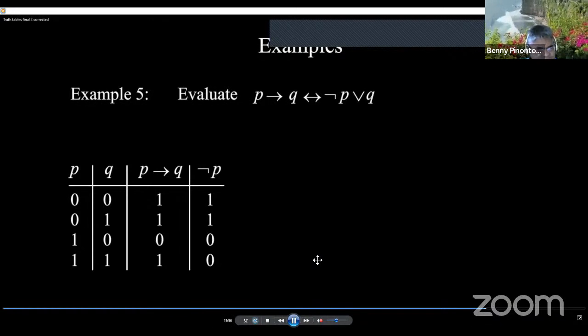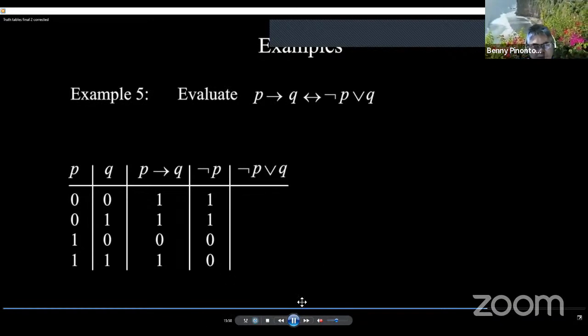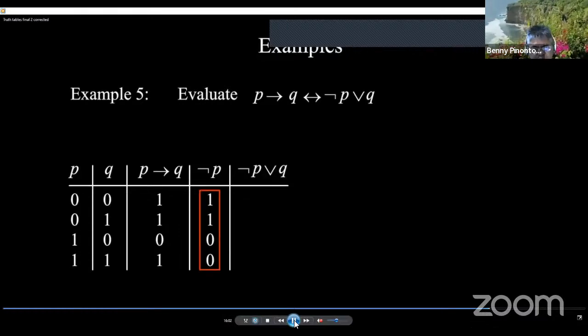Okay. Then, so non-P is just the opposite of P. Non-P, that's the opposite of P. And then now non-P and or Q. So that is this one or that one.